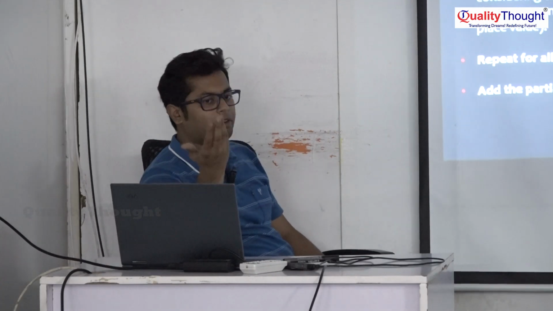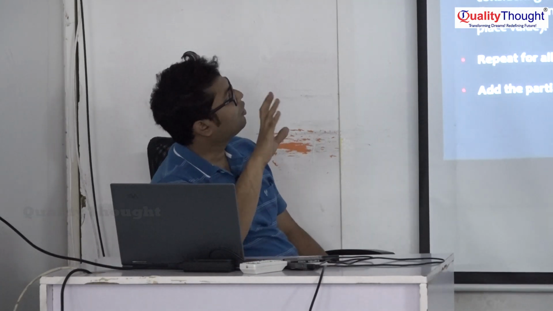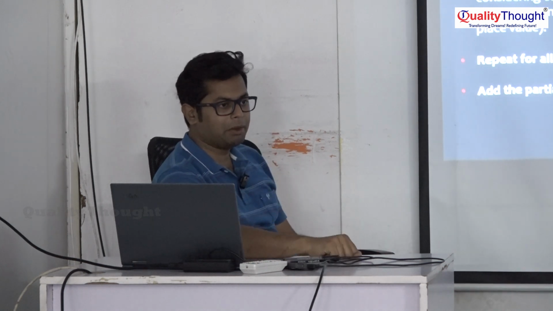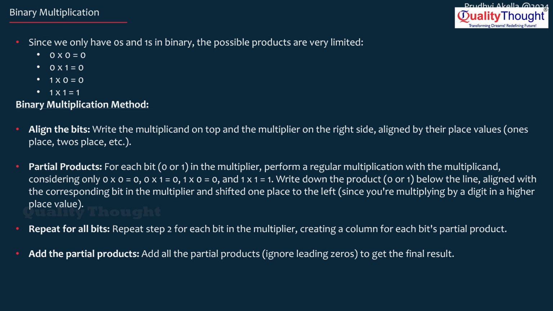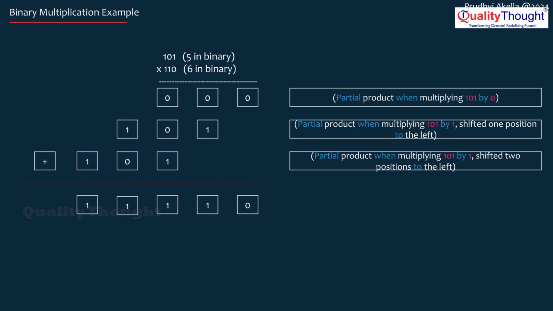Okay, we'll move on to binary multiplication. The rules are very similar: 0 into 0 is 0, 0 into 1 is 0, 1 into 0 is 0, 1 into 1 is 1. So this is what we're going to do. We're trying to multiply 5 into 6.